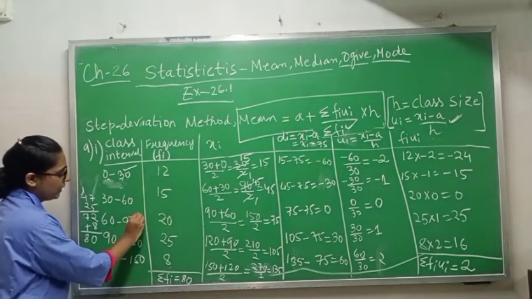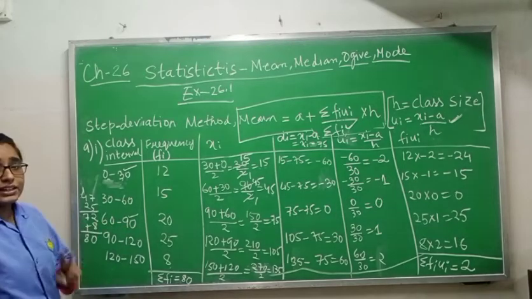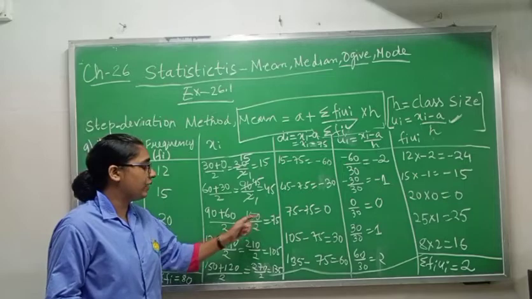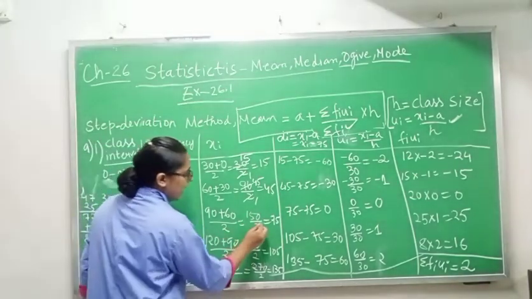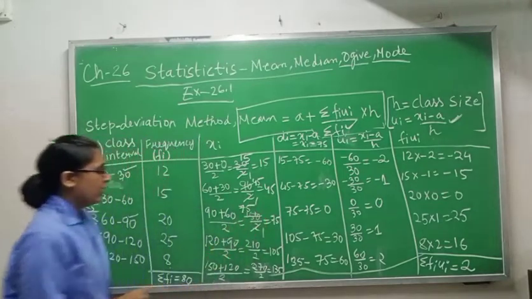Okay. Now the third one is 60 to 90. The upper limit is 90 and the lower limit is 60. So 90 plus 60 divided by 2 will give you 150 by 2. When you cancel: 2 ones are 2, 2 sevens are 14, 2 fives are 10, so 75.